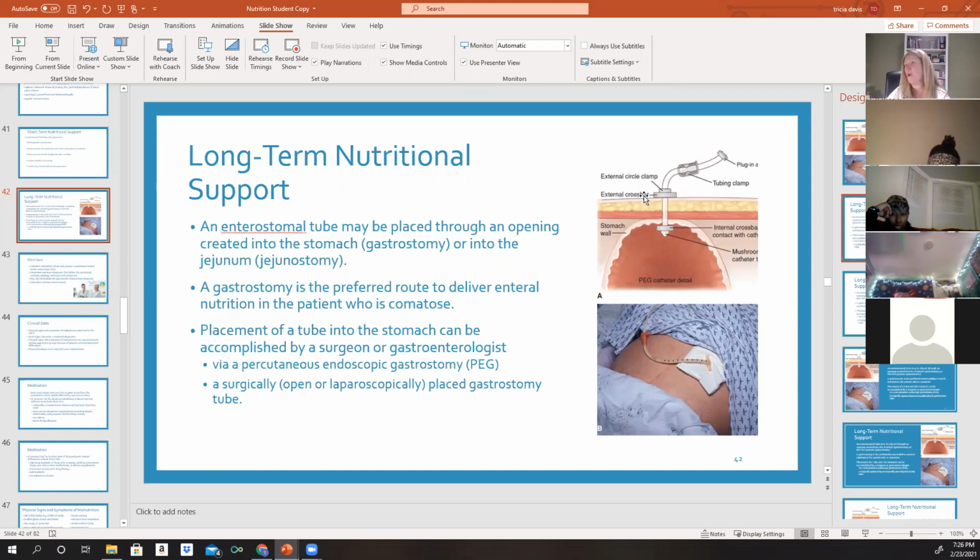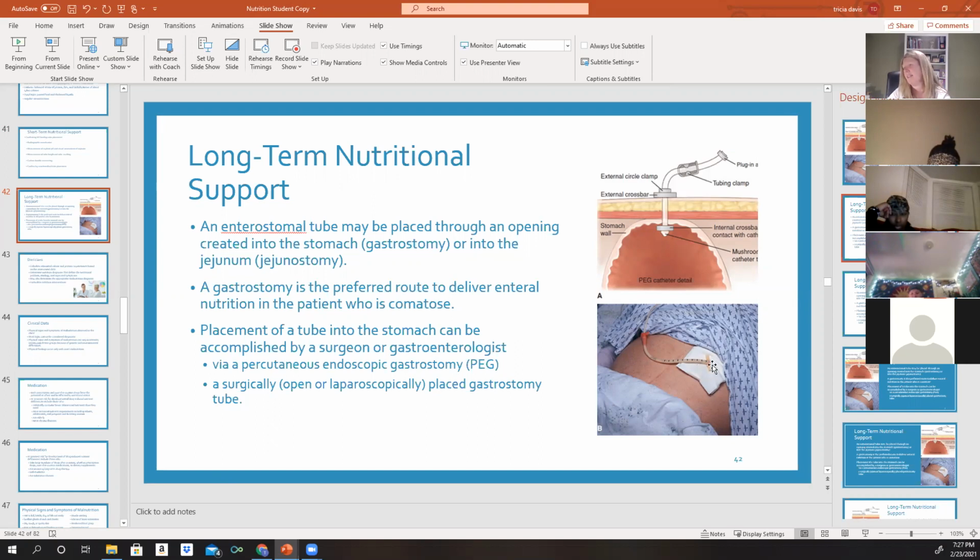Whether it's new or 25 years old, you always want to check the site every single day, every single shift. You want to make sure it's clean, dry, and intact. If there is any drainage, you're cleaning that up, because that drainage can sit on the skin and break the skin down.